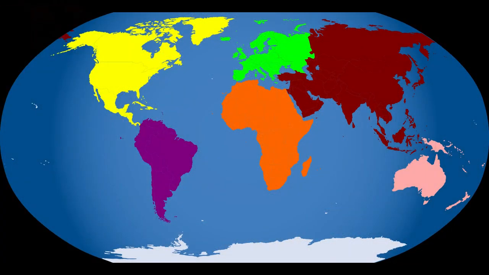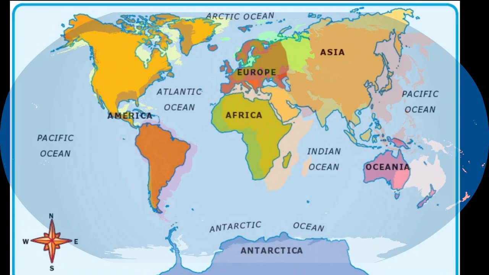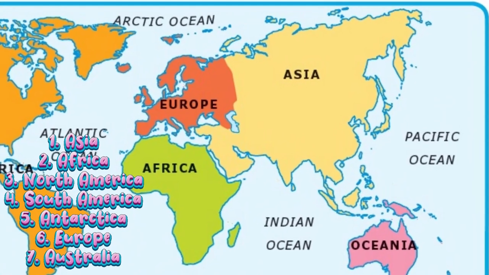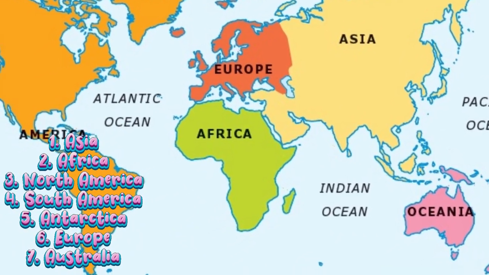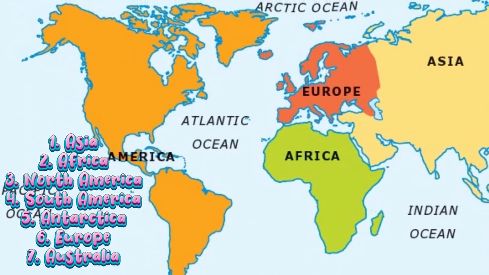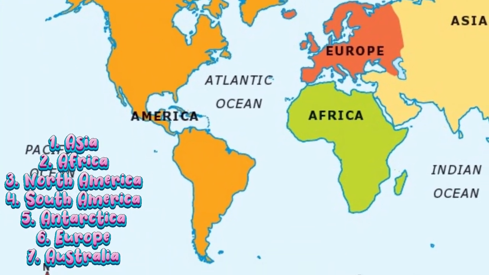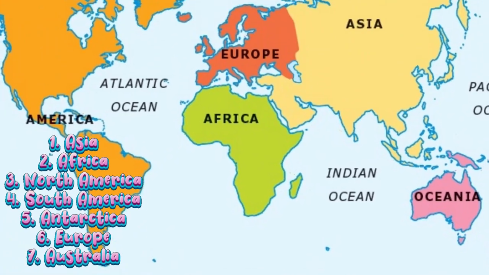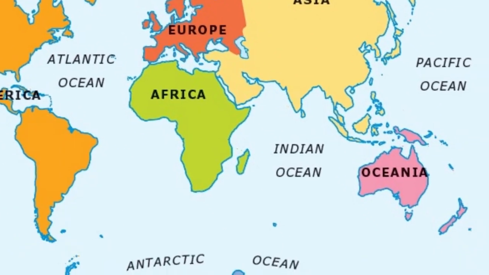Earth has seven large land masses and they are referred to as continents. The seven continents from largest to smallest: Asia, Africa, North America, South America, Antarctica, Europe, and Australia.